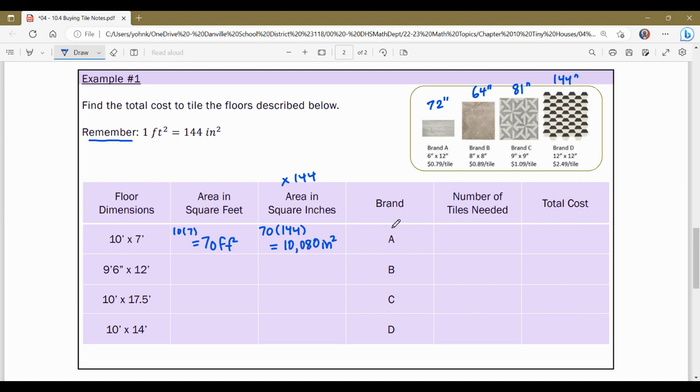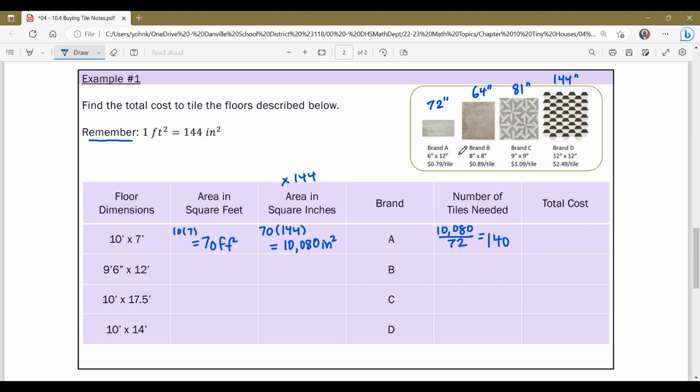So I'm going to use brand A tile. I need to find the number of tiles needed. Well, if I have to cover 10,080 square inches and brand A, each tile covers 72 square inches, then I can divide to figure out how many tiles I need. So if I take 10,080 and divide by 72, you get 140 tiles.